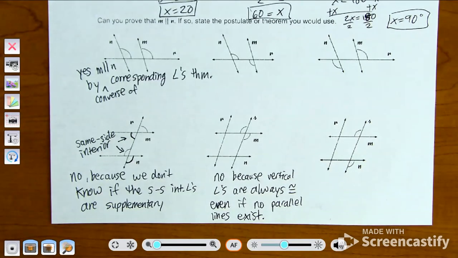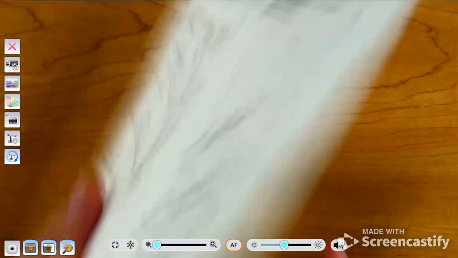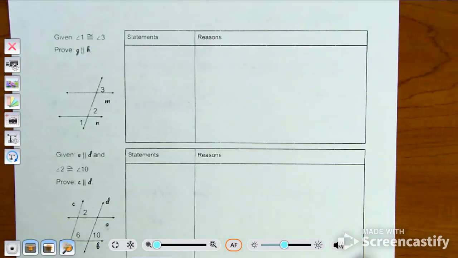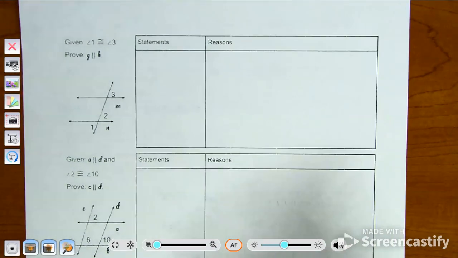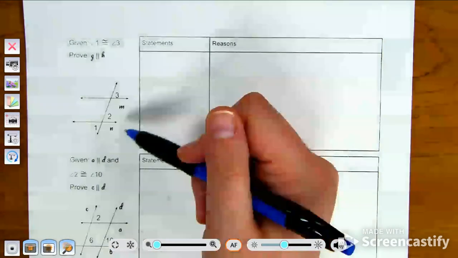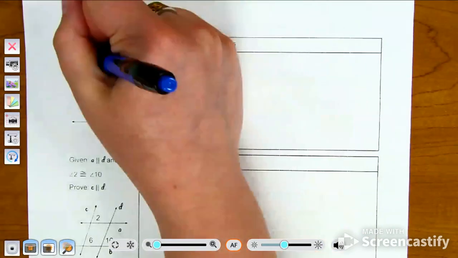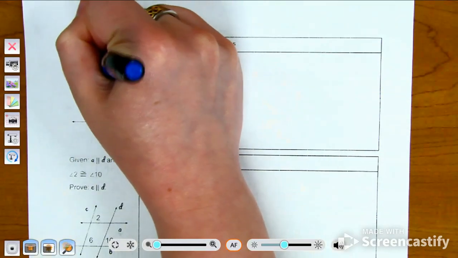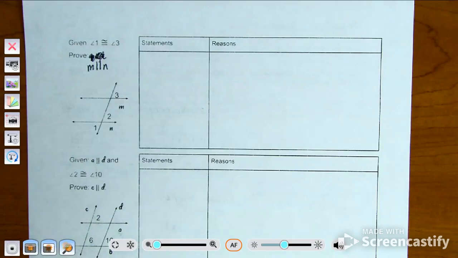At this point, let's talk about the proofs on the back. So first of all, I want to apologize. There's a slight typo in the copies I made. So let's go ahead and fix those real quick. For this first proof, it's asking us to prove that lines G and H are parallel. If you notice, there are no lines G and H in the diagram. This should be prove that lines M and N are parallel to each other.